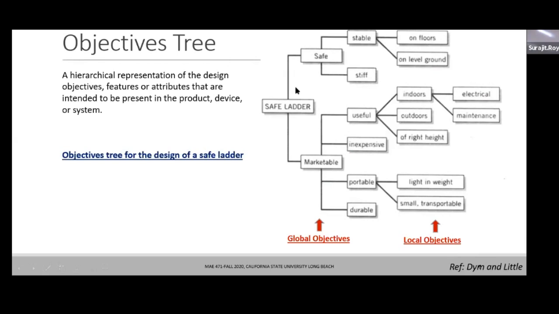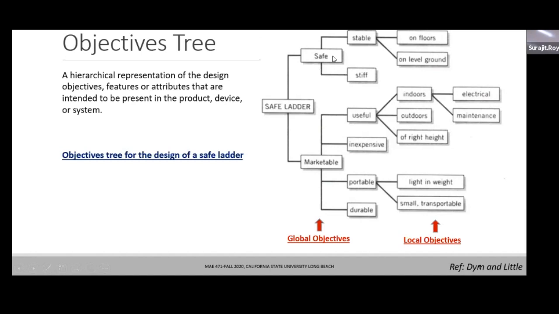Now, when you say a safe ladder, the first question, as we always say, is what the design needs are and why are they important. So the design needs are, of course, as the name suggests, it needs to be safe, and I need it to be marketable because ultimately it needs to be sold to the customers in the market. Those are the top level objectives, which we call global objectives. Now, if I break down the specific global objectives and try to say how to address the needs, and which are solution independent, that is, I'm not specifying any solution, but I'm saying that if it is safe, how can I make it safe?